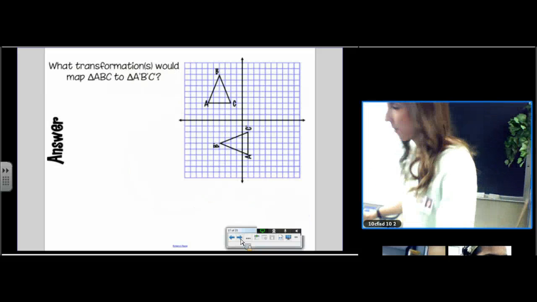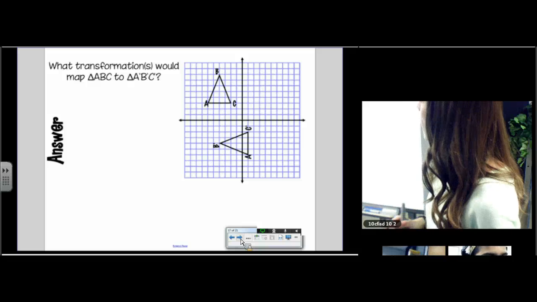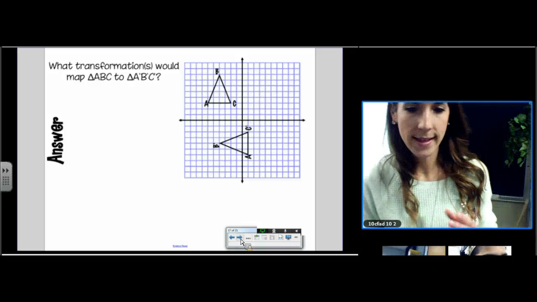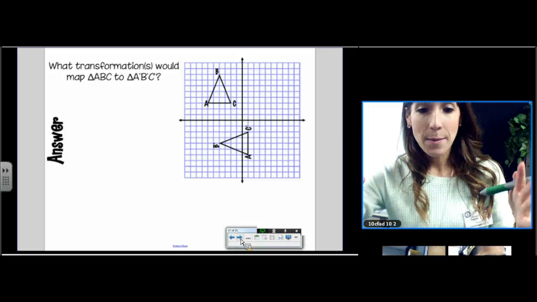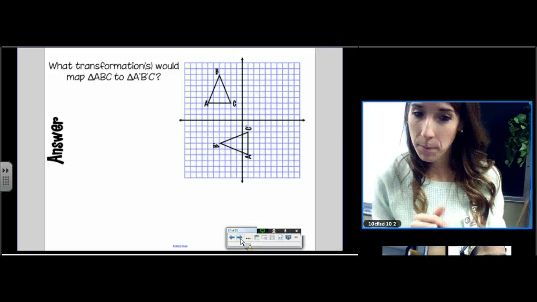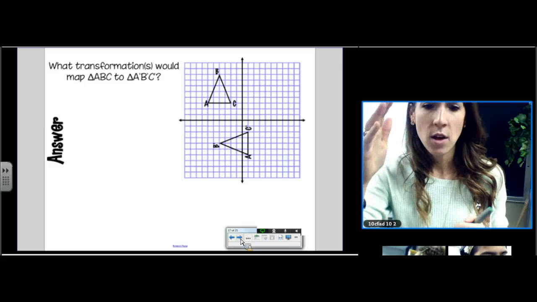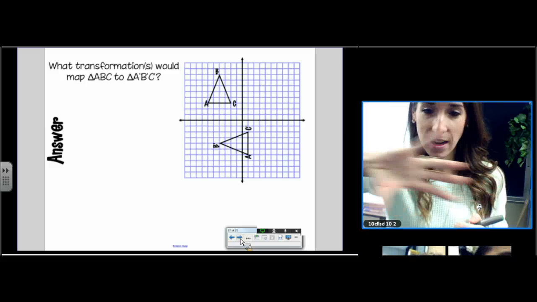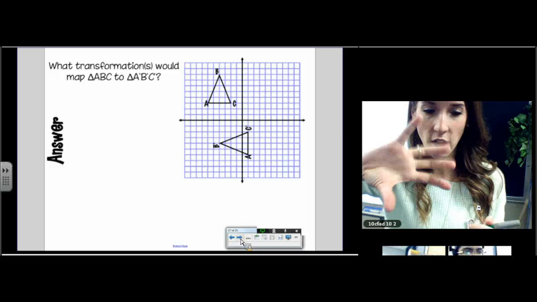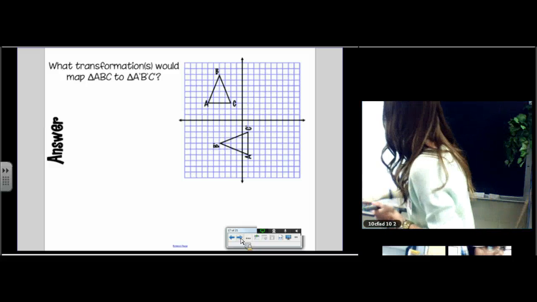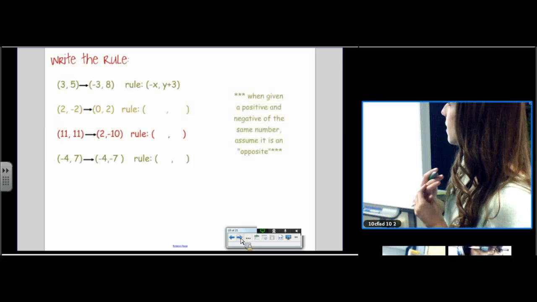Oh, where did I put it? There we go. I don't think we need to talk about this, but to get from ABC to A prime, B prime, C prime, you would need to perform 2 transformations, right? Probably a rotation and then a translation. A turn and then a slide. Oh my goodness, I had a lot more slides than I thought.